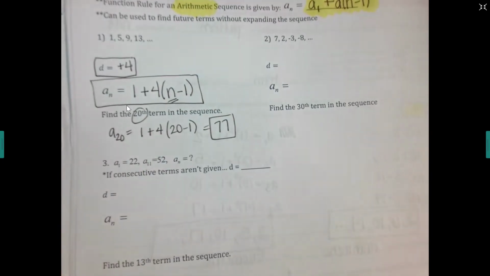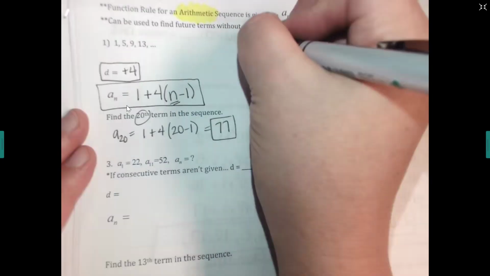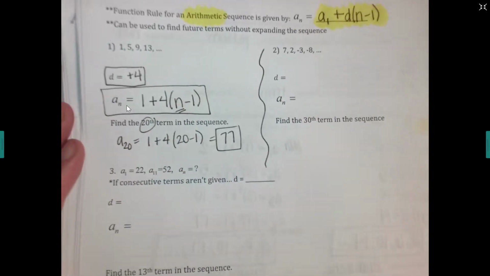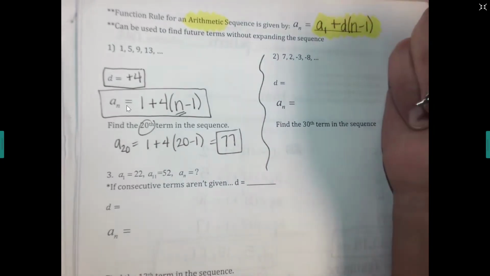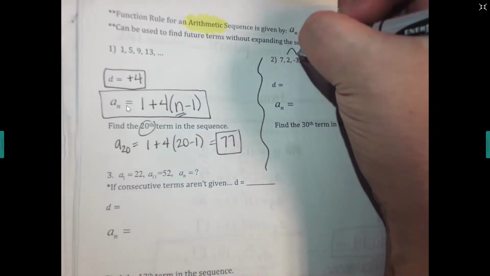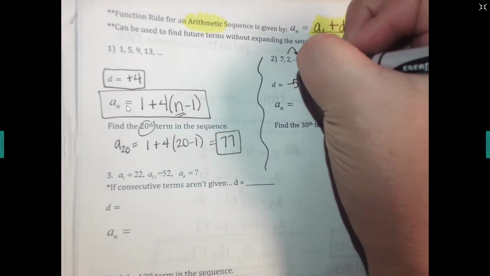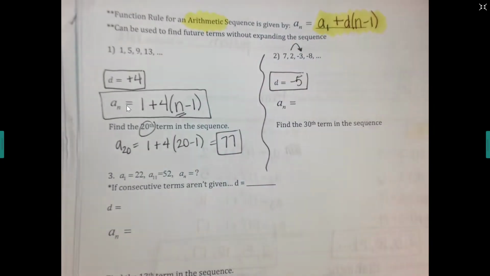All right, let's take a look at number 2. Okay, what is my pattern each time? I'm going from 7 to 2. It's minus 5. Very good. Okay, so my common difference is minus 5.